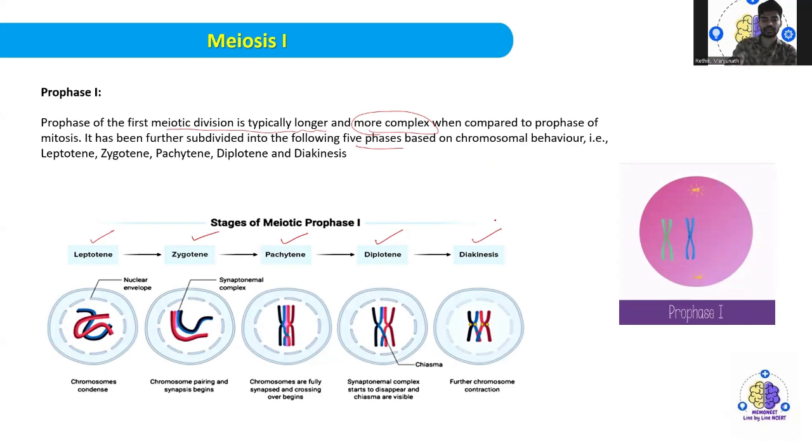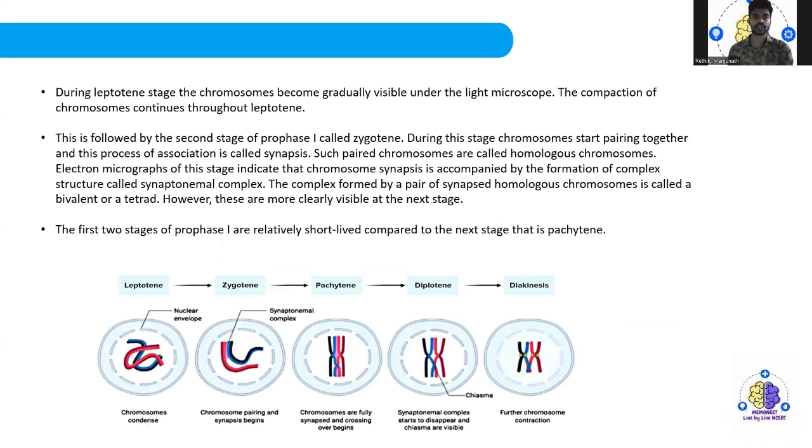So, in general, what do you mean by leptotene? During the leptotene stage, the chromosomes become gradually visible, the way you are seeing here under the light microscope. The compaction of the chromosomes continues throughout the leptotene. Here, chromosomal condensation: the thread-like chromosomes start getting condensed and the chromosomes become visible under the light microscope.